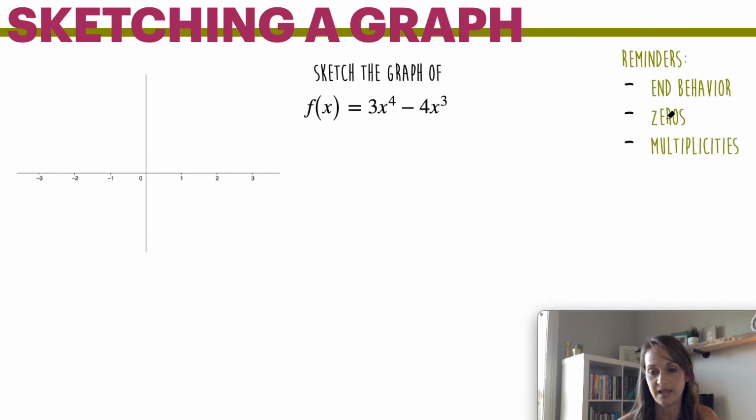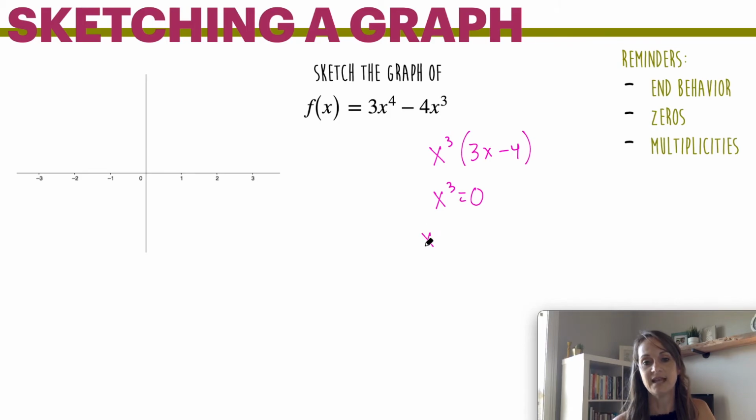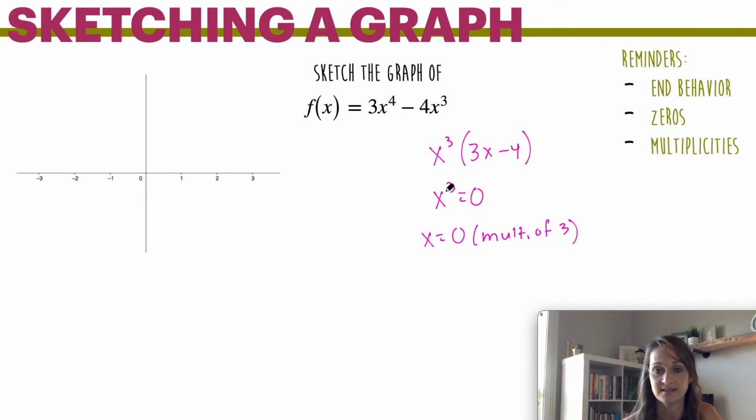Remember, we're going to talk about end behavior, zeros, and multiplicity. So first, you're looking for, is there anything in common to be able to find the zeros? Well, there's an x cubed in common. If we pull out an x cubed, we'll get 3x minus 4. So we'll get x cubed equals 0, which means x equals 0 with a multiplicity of 3. Why 3? Because there are 3 x's. And then we have 3x minus 4 equals 0, which means x is going to equal 4/3. If you were to solve for 0, you would add 4 and then divide by 3.